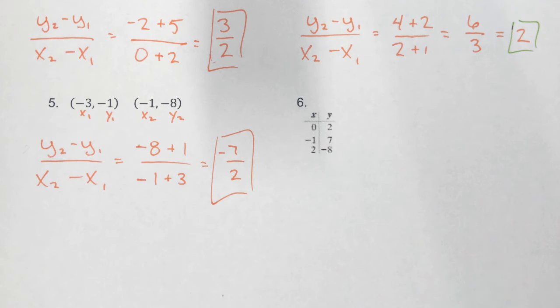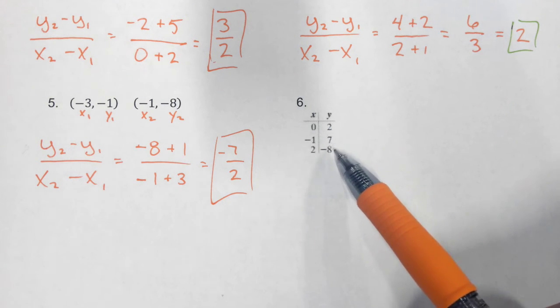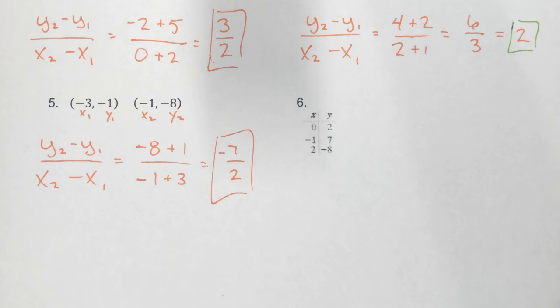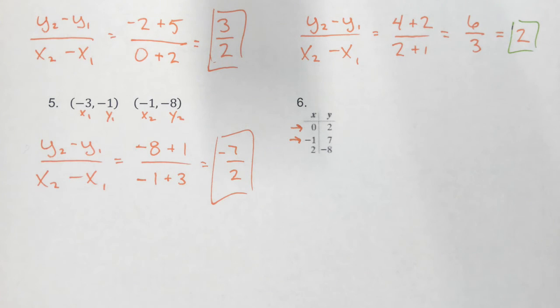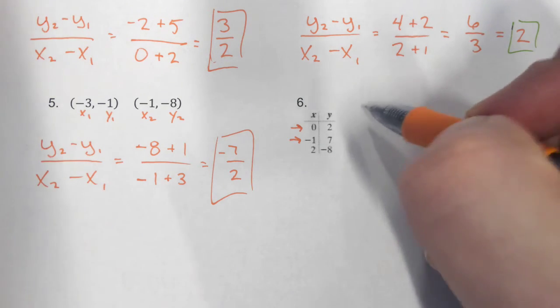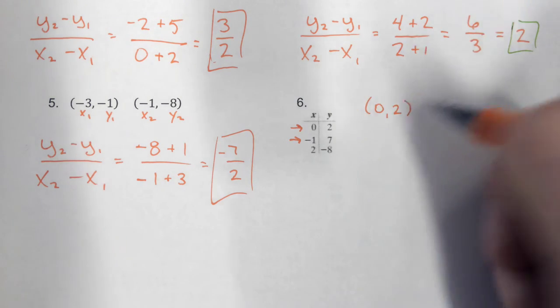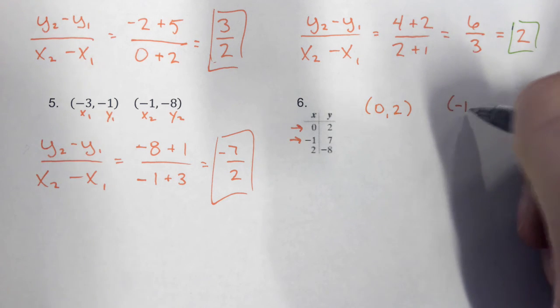Now 6 is a table. Like, oh my gosh, what am I supposed to do? I have 1, 2, 3 options. Well, remember what I told you on the front. You can pick any 2 points that you want, and they will all come out to be the same slope. So just pick the ones you want. I'm going to pick this one and that one. Why don't one of you pick the first and third or second and third and do the slope formula and see if it comes out to be the same answer as me? So I'm going to pick those. What I'm going to do is write those coordinates down so I can label them more efficiently. 0, 2, and negative 1, 7.